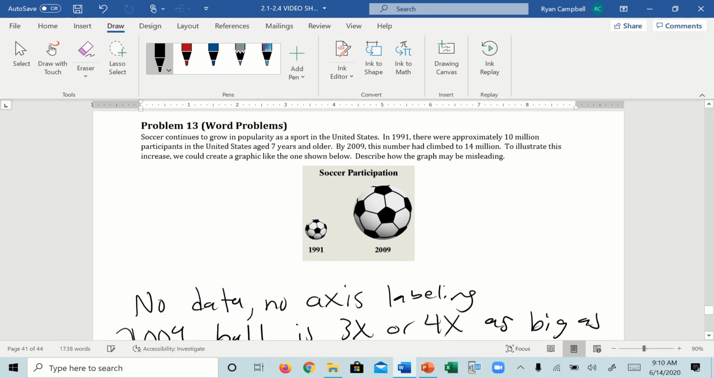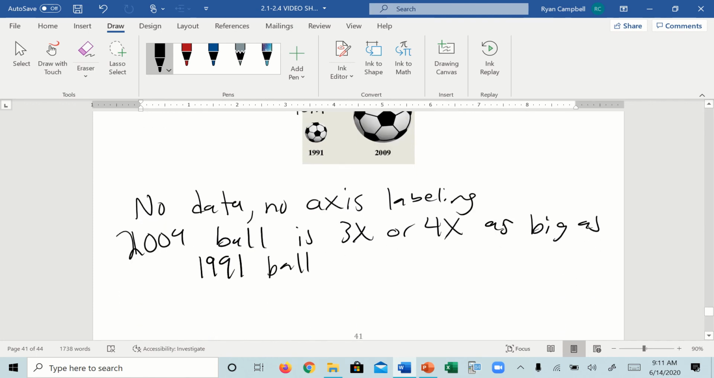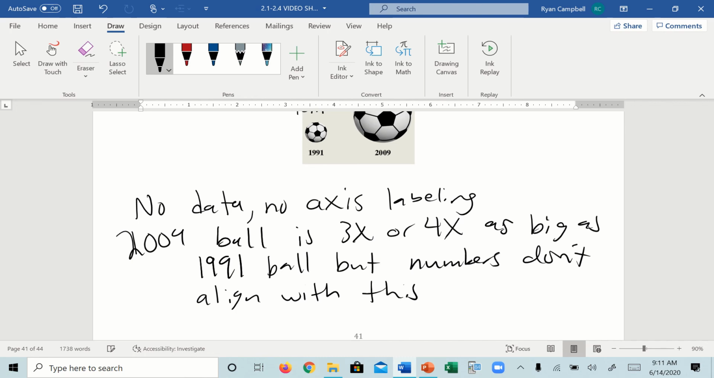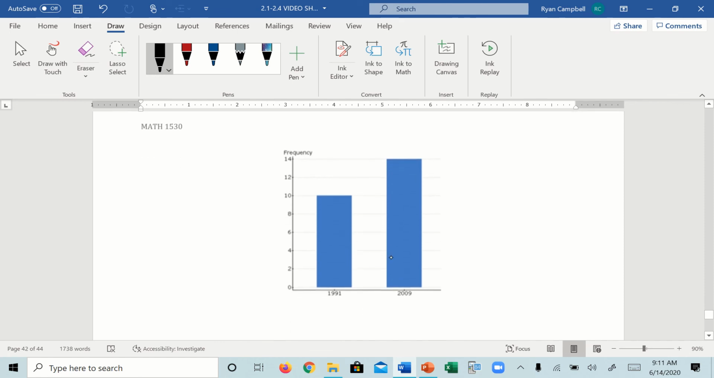However, what are the actual numbers when we saw it? 1991 was 10 million. 2009 was 14 million, right? That's not even twice as big. So the actual data, the numbers, don't align with this. All right? Yeah, this is just a terrible graph in general. Better graph would have been just a standard bar graph, right? Tells you your data. Here's your axes, right? So much better.